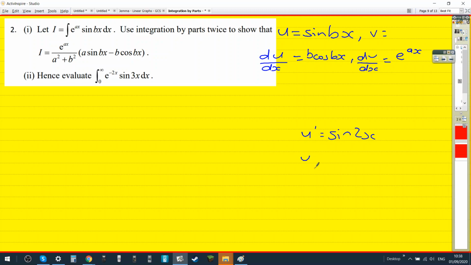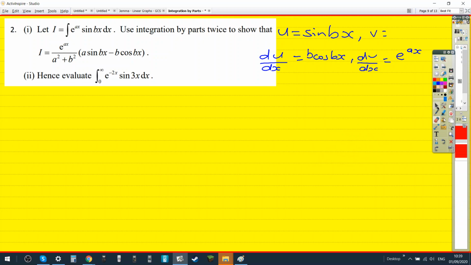Not sure. Half sine 2x? No, half cos 2x. Why do you keep integrating? Differentiate. So it's definitely going to be cos 2x somewhere. Derivative of the function inside the function. Oh, 2. Okay, sine bx, b cos bx. That's the easiest bit in the world.